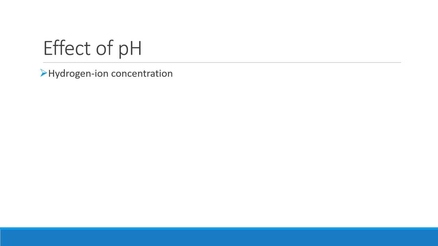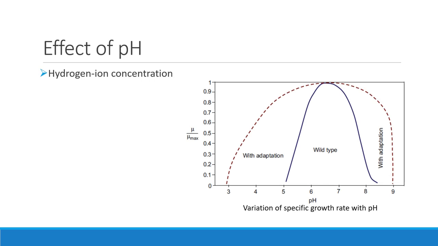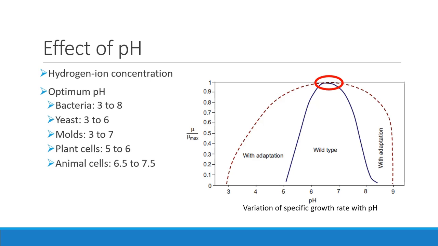Hydrogen ion concentration or pH affects the activity of enzymes and therefore the microbial growth rate. The optimal pH for growth may be different from that for product formation. Generally, the acceptable pH range varies about the optimum by 1 to 2 pH units. Different organisms have different pH optima and the list is given here.